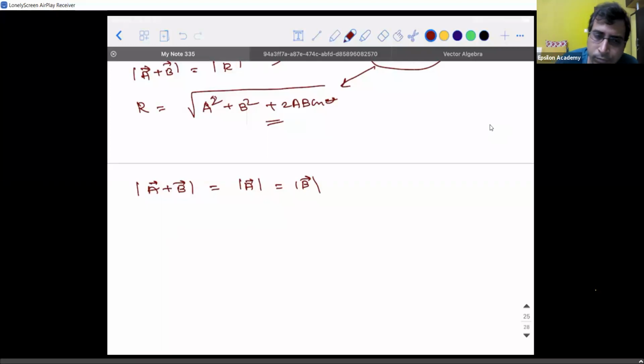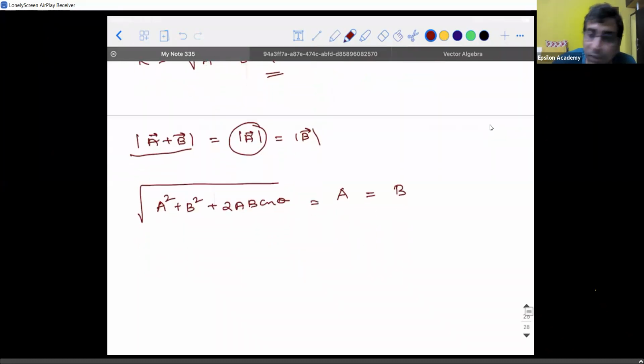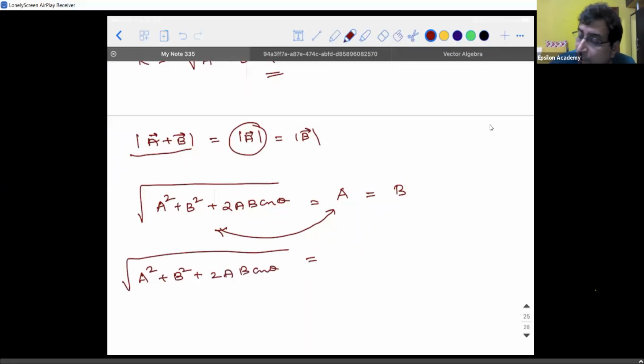How to solve? It is very simple. Root of A square plus B square plus 2 times AB cos theta is equal to magnitude of A vector, which is nothing but A. Magnitude of B vector is nothing but B. Accepted? Let me take these two equations simultaneously and solve. So A square plus B square plus 2AB cos theta under a root is equal to A.